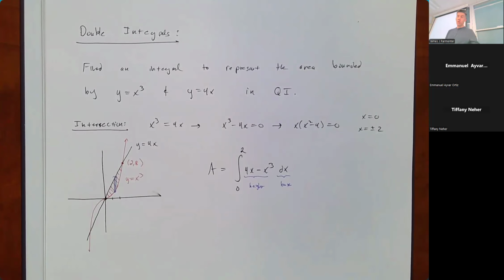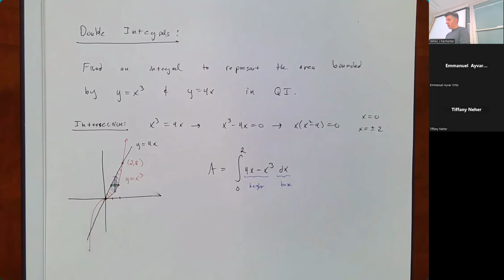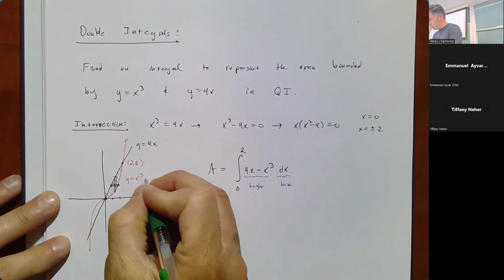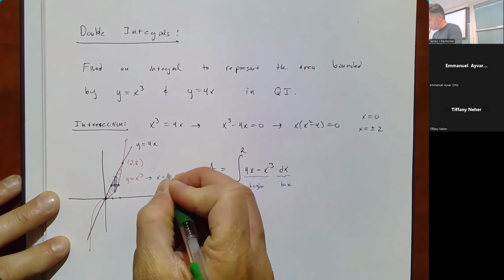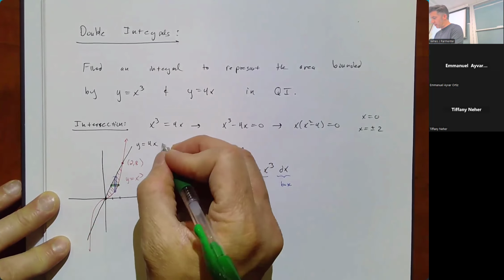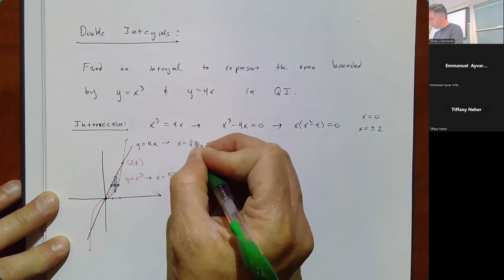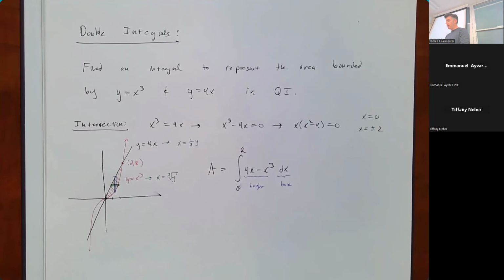Or we could think about using a horizontal strip. And then we have to kind of change up our functions. Y equals x cubed becomes x equal to the cube root of y. And y equals 4x becomes x equal to y divided by 4, or 1/4 times y.